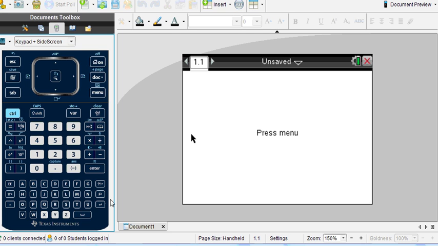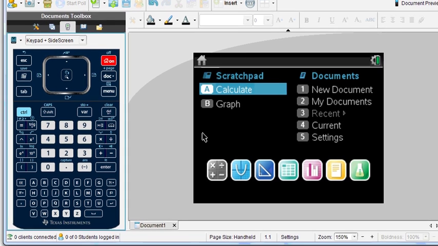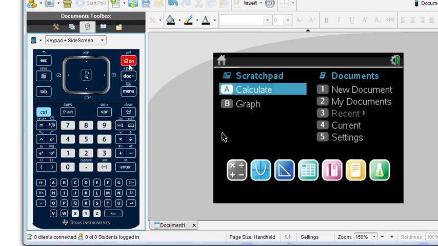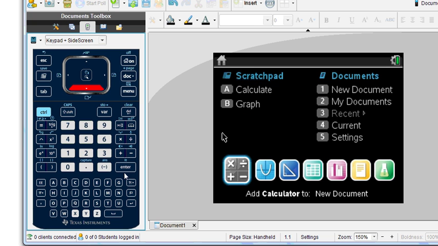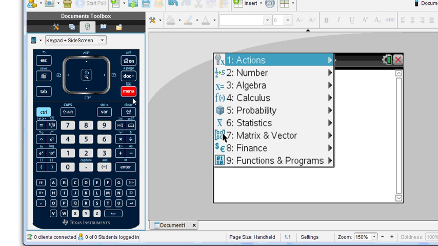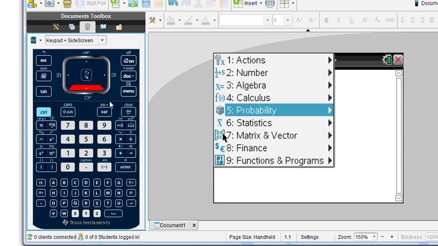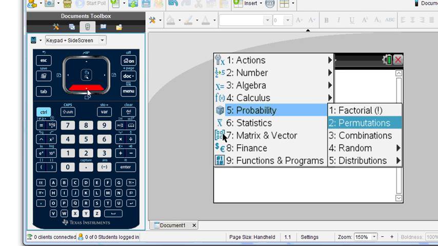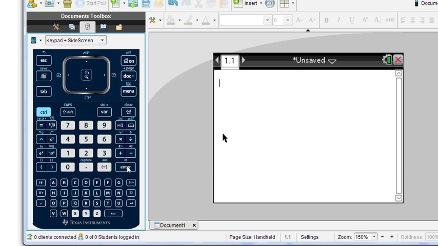So we'll go to the calculator. Let me move this over a little bit, make sure everything's on screen. We go get a calculator page, go down here and press enter. We have a calculator page, and we go to menu, and this binomial expansion resides within the probability menu. So we can scroll down to 5, or just press 5. Then we're going to try combinations, which is 3. I'll scroll down to 3 and press enter.